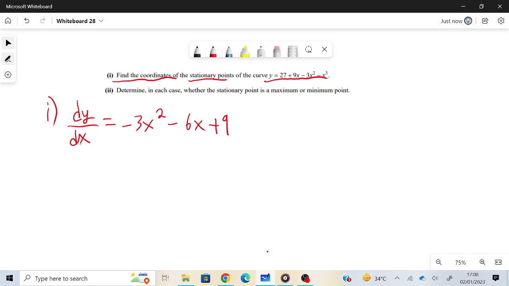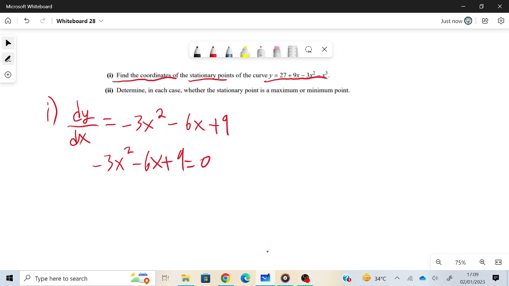But yeah, differentiating minus x cubed, you do 3 times minus 1, that gives you minus 3. Take away 1 from the power, that's 3 minus 1, gives you squared. Differentiating minus 3x squared, 2 times minus 3 gives you minus 6. Take away 1 from the power, gives you x. And differentiating 9x would give you 9. Now to get our stationary points, we need to equate this to 0. So minus 3x squared minus 6x plus 9 equals 0.